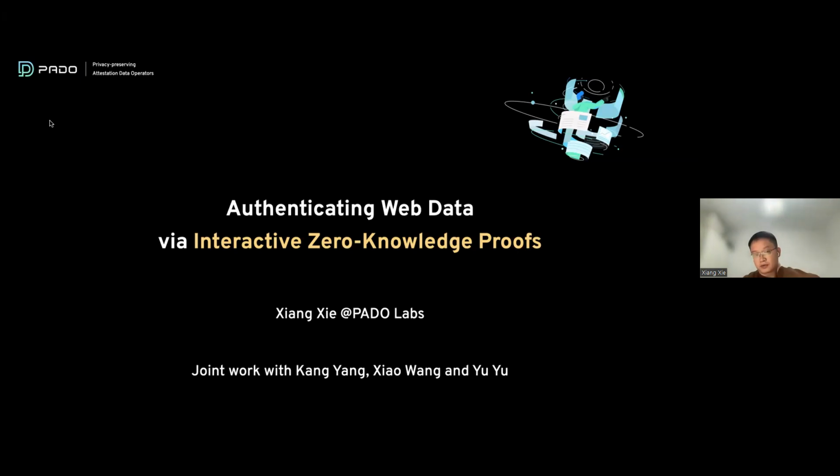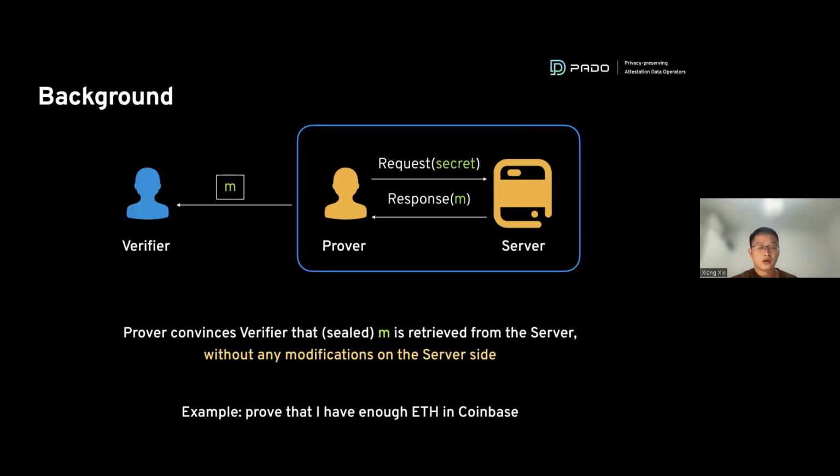So the work of this presentation is about how to authenticate web data with interactive anonymity proofs. It's a joint work with Kang, Xiao, and Yu. So yeah, let's start. First, let's introduce the motivation and the background.